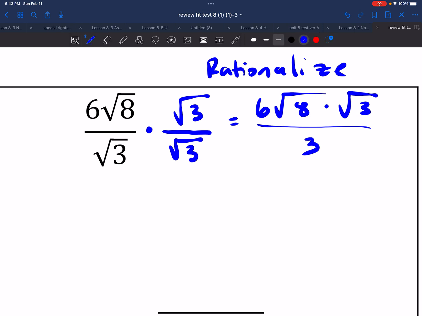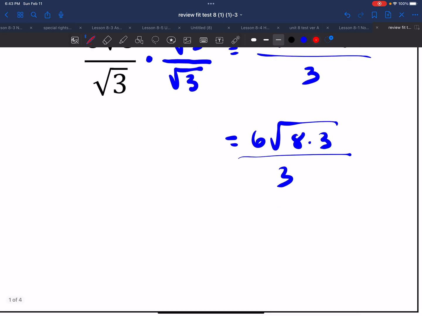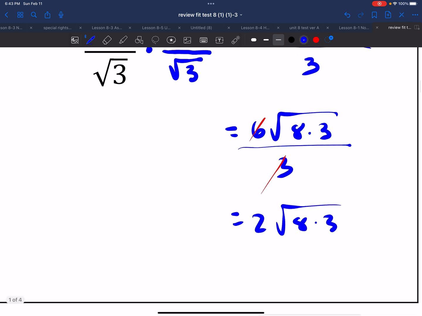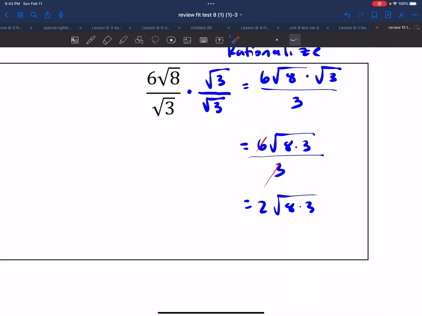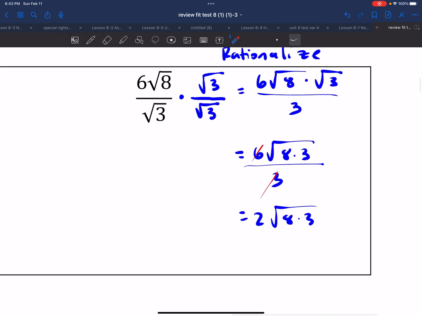All right, so that is equal to 6 times root 8 times 3 all over 3. Then I'm just going to start simplifying the fraction, because we have 6 over 3, right? 6 divided by 3 is 2. So I have 2 root 8 times 3. Now I can focus on the stuff inside of the radical. I'm going to break down that 8. I need two numbers that multiply together to give me 8, where one of the numbers is a perfect square. I'm thinking root 4 times 2 times 3.